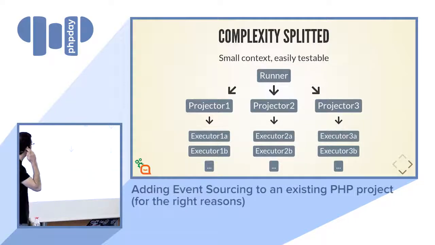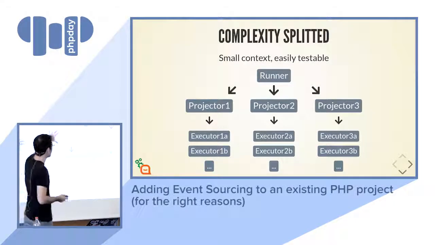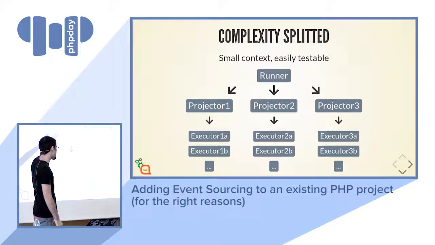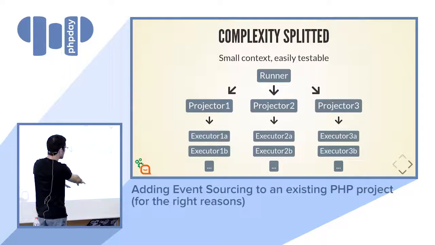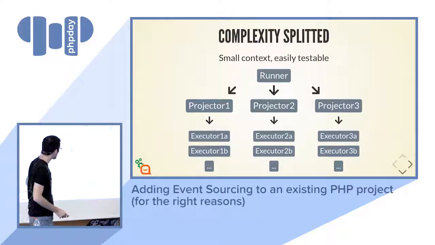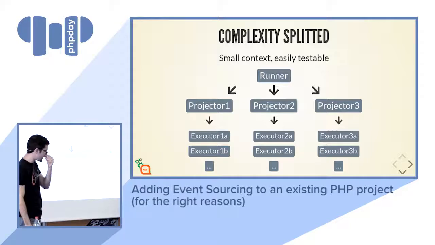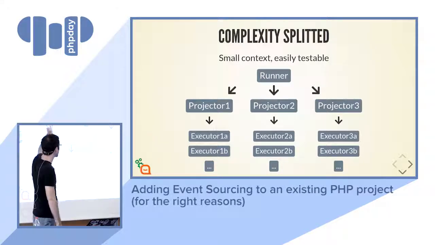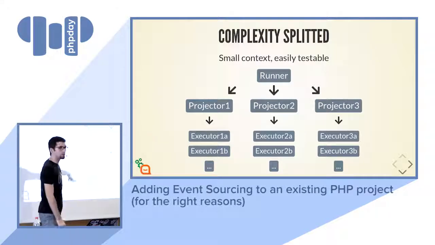Another interesting thing is the architecture. This is a scheme of what I've told you. Okay, you have one single runner, multiple projectors, and then multiple executors for the single projector. This means that we push the complexity down and split it across all the executors. So at the end of it, mainly an executor is 5 to 10 lines of code. It's really small, so it's really easy to unit test them. And afterwards, you just need an integration test with only the projector and the executor.